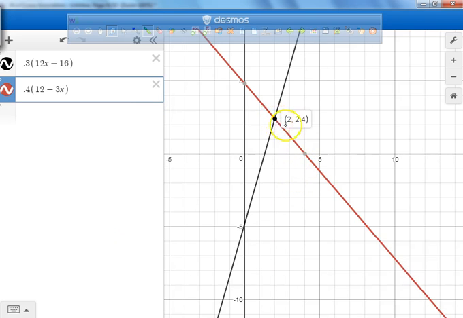Look, where do they intersect? What's the x value? Not the y value. What's the x value where they intersect? 2. So all you have to do is put one in here and the other in here. Find where those two lines what? Meet. That's it.